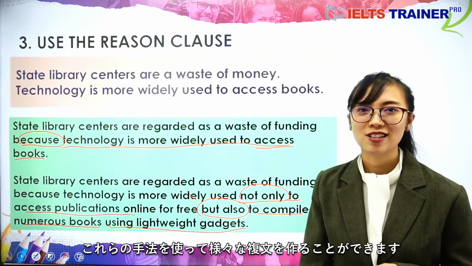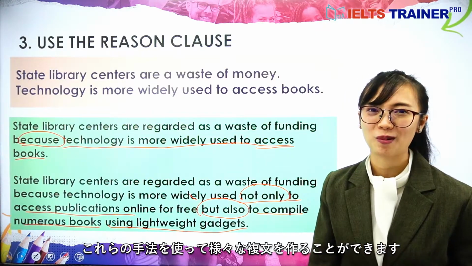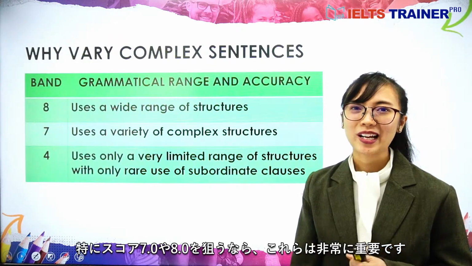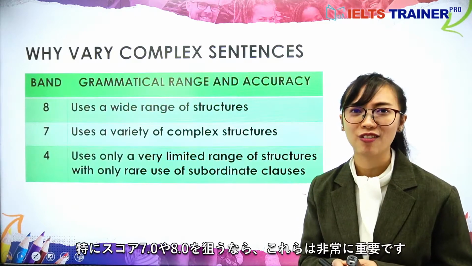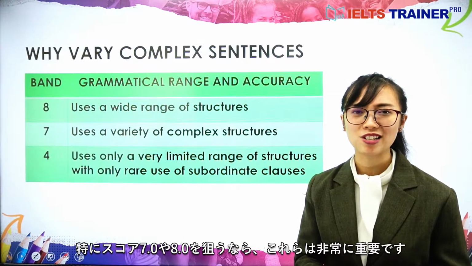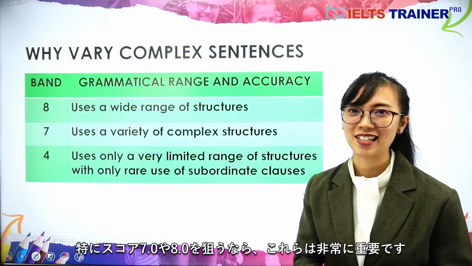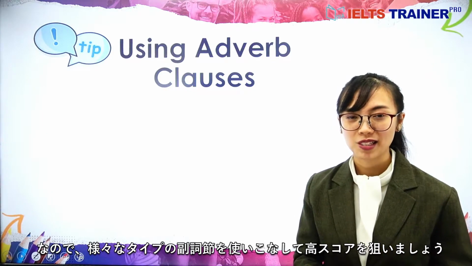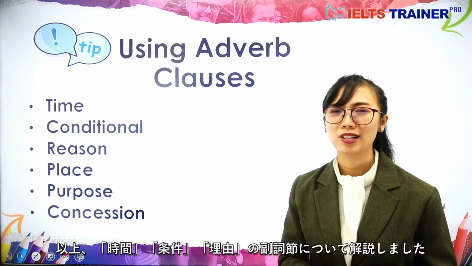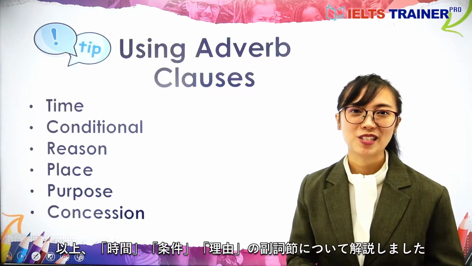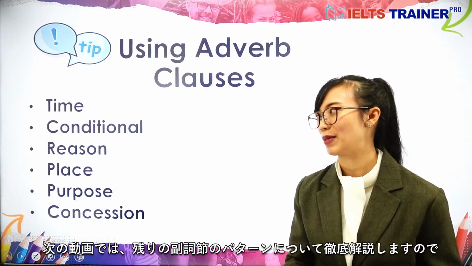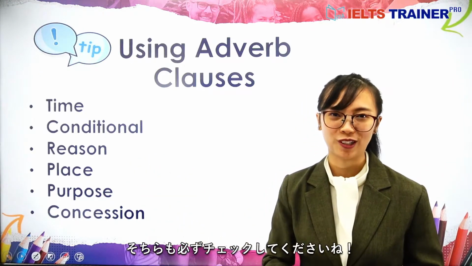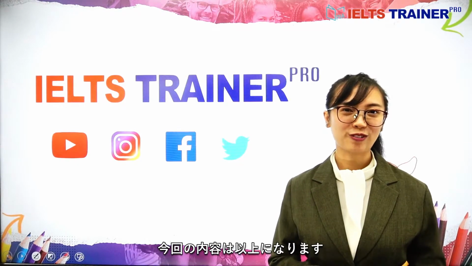So let us make a variety of complex sentences using these types. This is quite important, especially if you have a high goal, which is to reach bands such as 7 or 8. So let us use adverb clauses with its different types. That is about time, conditional, and reason. So watch out for our next video because we will move on to the rest of the different types of adverb clauses. That would be all for today.